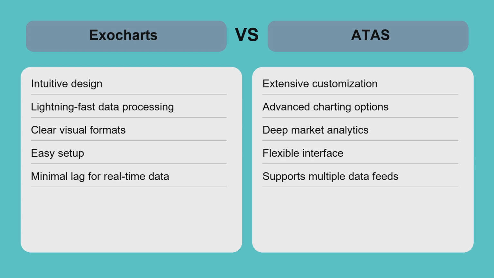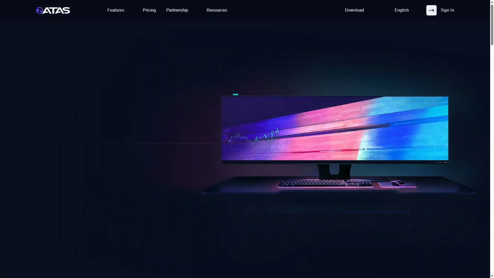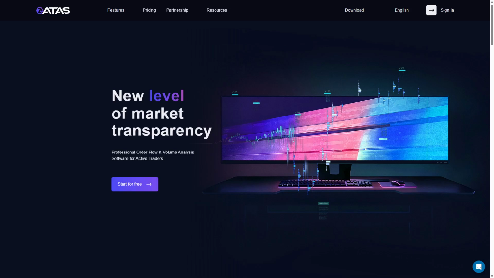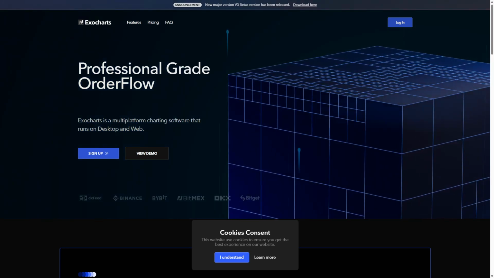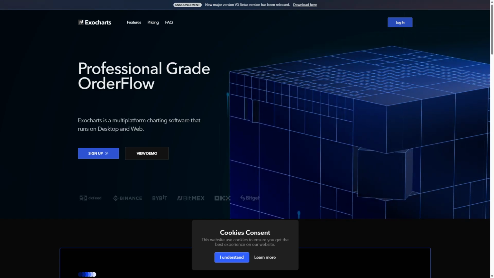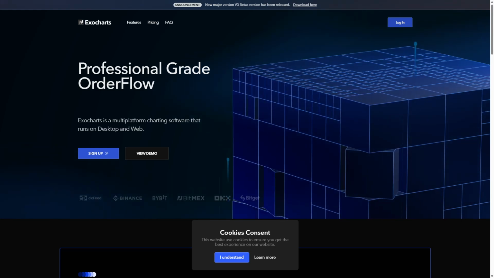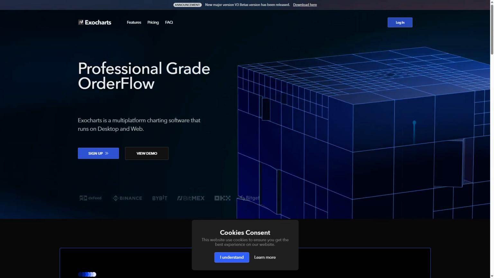The trade-off is between ATAS's powerful, data-heavy environment and Exocharts' streamlined, user-friendly approach. Both platforms support multiple assets, but your choice depends on whether you prefer extensive customization or straightforward visualization. Choose ATAS if you need comprehensive volume analysis and are comfortable navigating a feature-rich platform for professional-grade order flow insights. Exocharts is recommended for traders seeking a clean, intuitive order flow platform that delivers quick, actionable market insights without overwhelming complexity. Both platforms excel, so select based on your trading style and preference for depth versus simplicity.